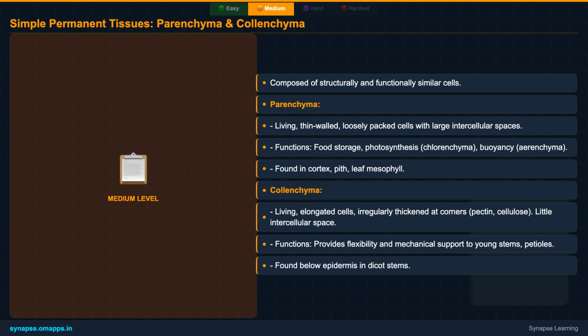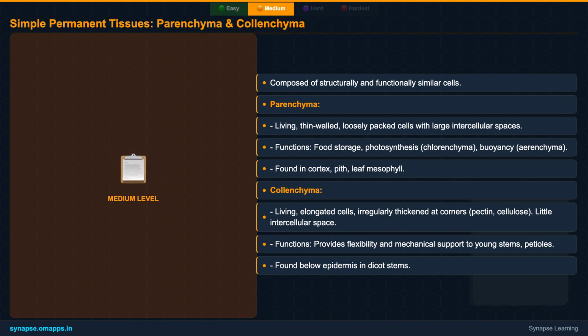Parenchyma cells are the plant's versatile multitaskers. They're living, thin-walled, and loosely packed, often with large spaces between them. Their main jobs include storing food, performing photosynthesis if they contain chloroplasts, and even providing buoyancy in aquatic plants. You'll find them in many parts of the plant, like the soft inner tissues.